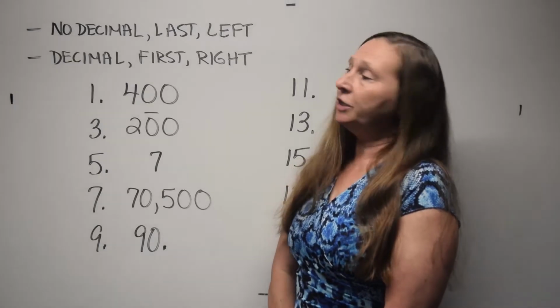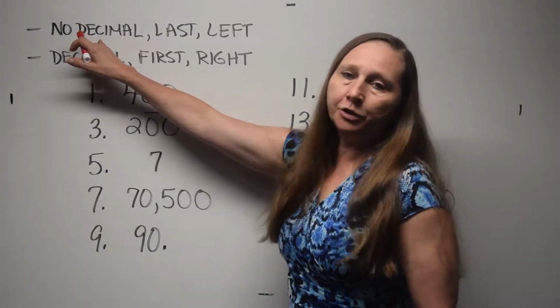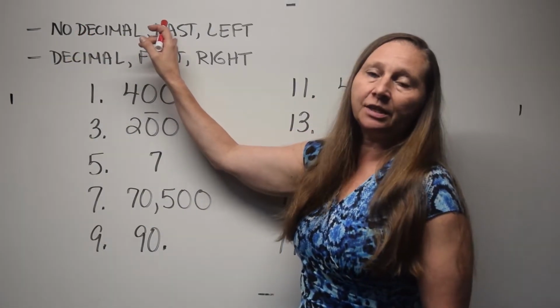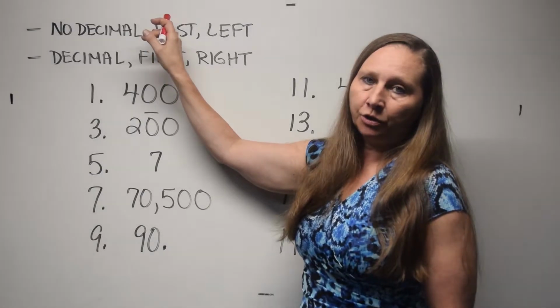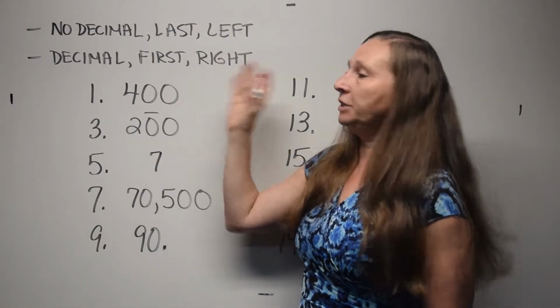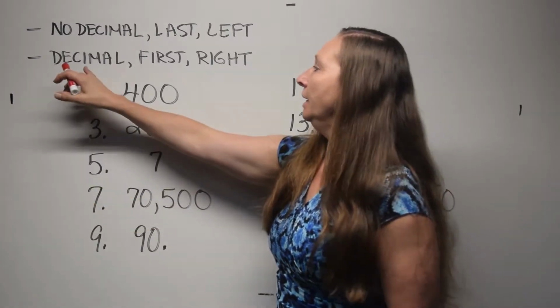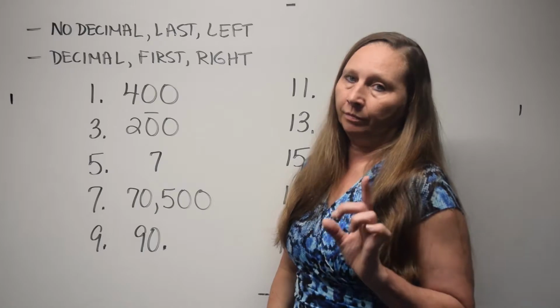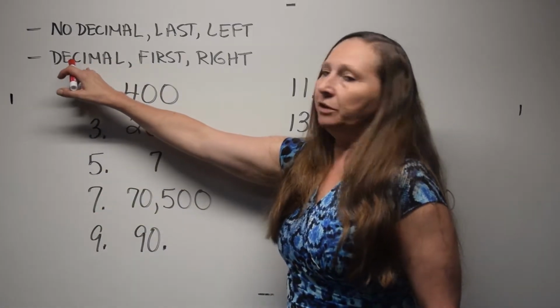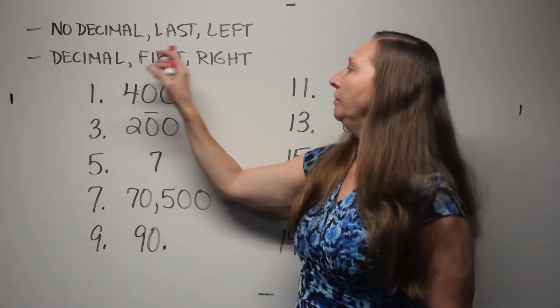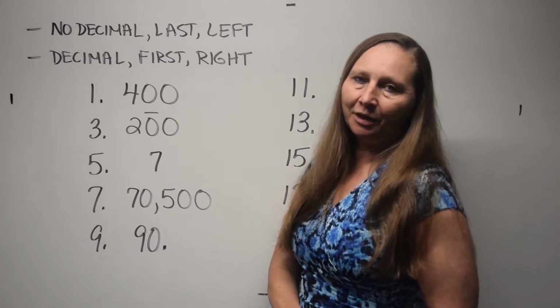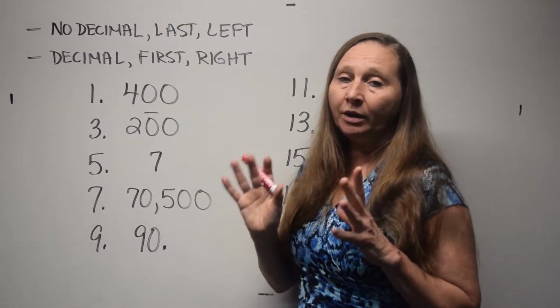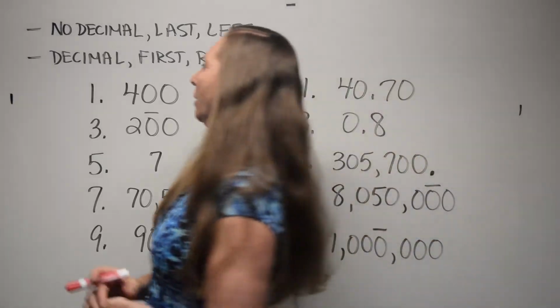All right, now just keep in mind, if there's no decimal, go to the last non-zero or dashed zero, and it plus everything to the left is significant. Now, if there's a decimal, there will never be a dashed zero, okay? So, if there's a decimal, you go to the first non-zero, it and everything to the right is significant. All right, let's apply these quick versions of the rules, and here we go.